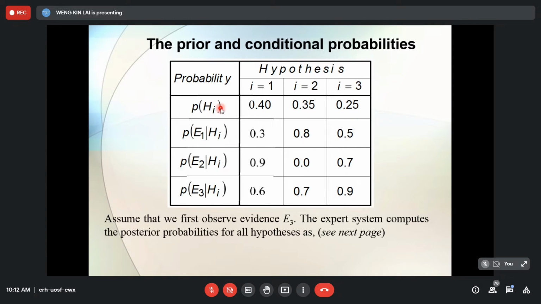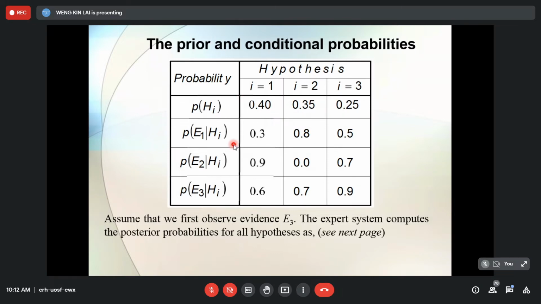The topmost row, the first row here, looks at the prior probability of the hypotheses H1, H2, H3 being true. So this has to be supplied by the expert. What are the chances of H1 being true? This is unconditioned, no condition of anything else attached. So it is 0.4, this is 0.35 and this is 0.25. And all of them add up to 1.